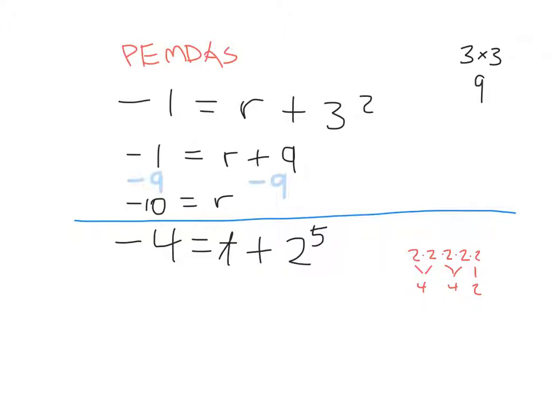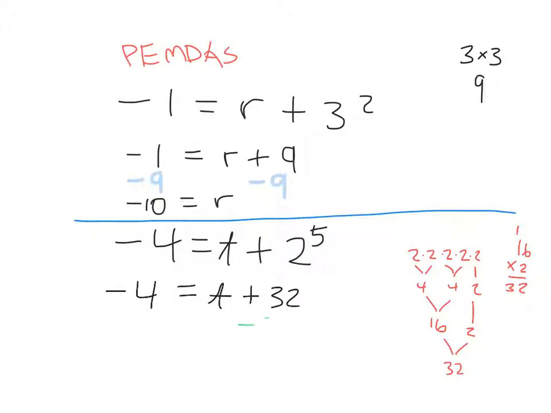That's just 2. And then 4 times 4 is 16. And that's still that 2 there. And 16 times 2 is what? 32. If you were to work that out, 16 times 2. 6 times 2 is 12. Carry the 1. 1 times 2 is 2, plus that 1 that we carried is 32. So we end up with negative 4 equals t plus 32. Okay, subtracting 32 from both sides. We end up with t, cancel. We end up with t equals negative 4 minus 32.